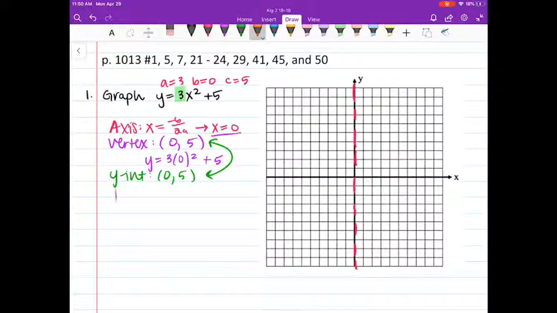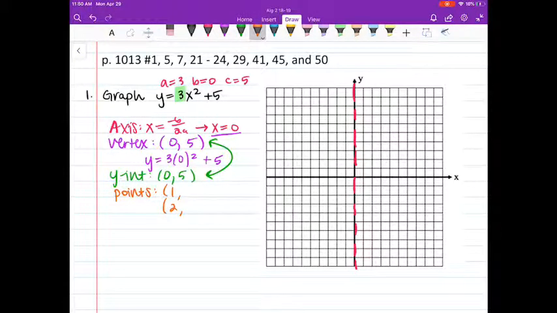Since our vertex and y-intercept are the same point, we need at least 5 points altogether, so I just have to plug in 2 additional x-coordinates. Let's pick 1 and 2, because why not? We always want to pick 2 points on the same side of the axis of symmetry. Well, our y-intercept was on our axis of symmetry, so you just pick a side. Let's go right, because we've got positive numbers.